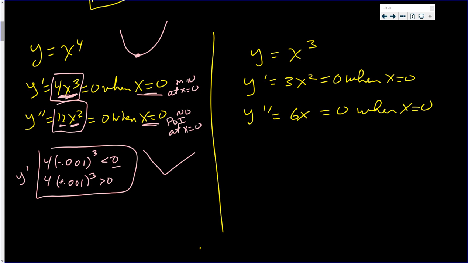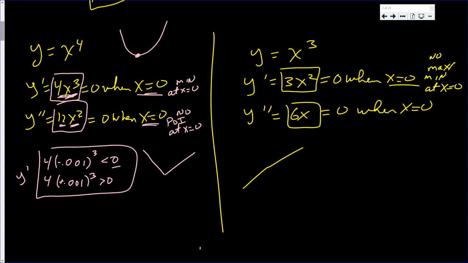Now, let us look at x cubed. 3x squared around 0 doesn't change signs. It is always positive. Okay, so it's increasing and then increasing more. You have no max or min at x equals 0. But this second derivative changes signs.